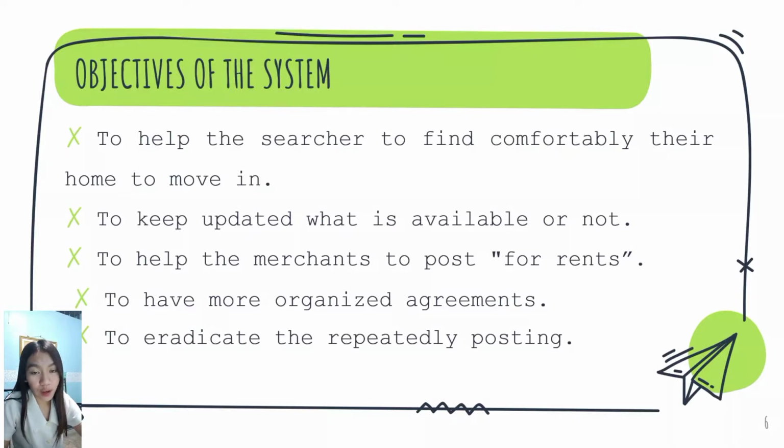The objectives of the system. The first one, to help the searcher to find comfortably their home to move in. To keep updated on what is available or not. To help the merchants to post for their rents. To have more organized agreements. To eradicate the repeated posting.